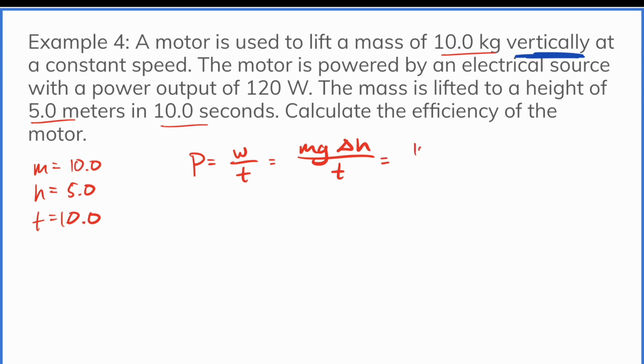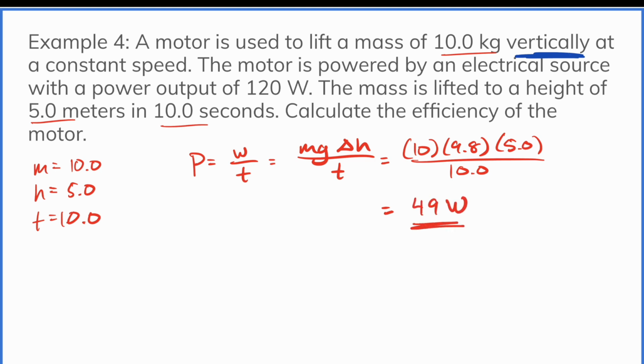And then our mass is going to be 10. We'll use 9.8 for g. The height is 5, and the time is 10 seconds. So we can figure out how much power it would take to lift all of this. And we get a power of 49 watts. So this is what came out of the machine.